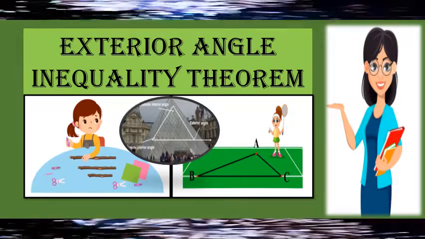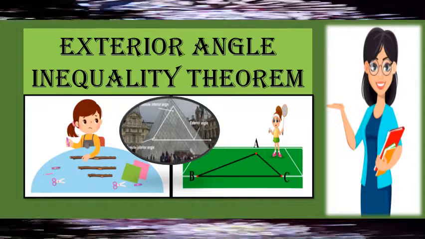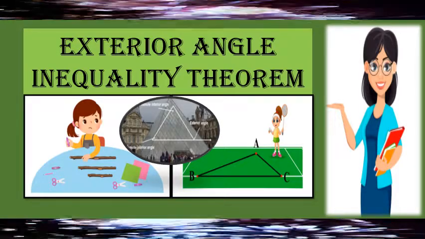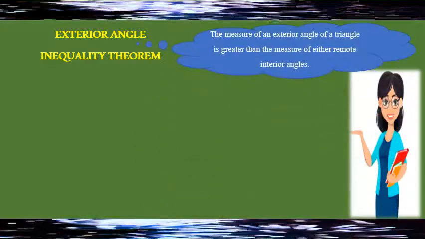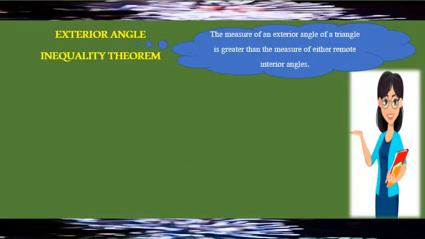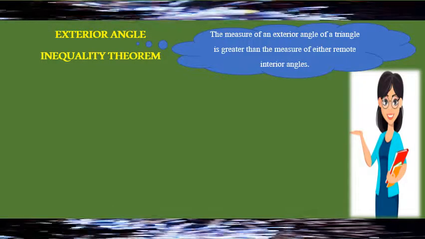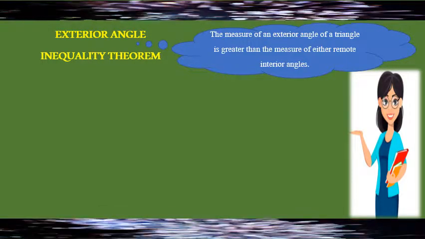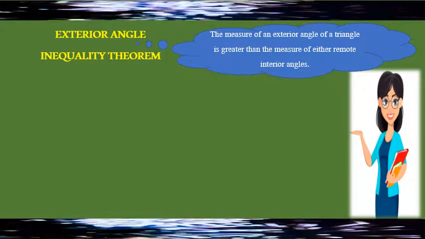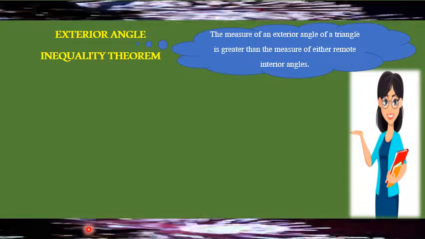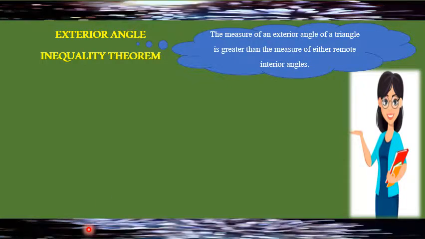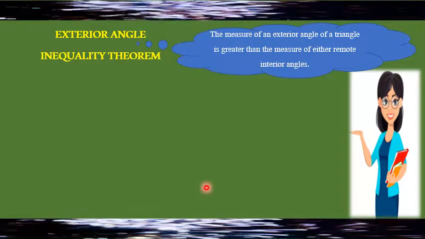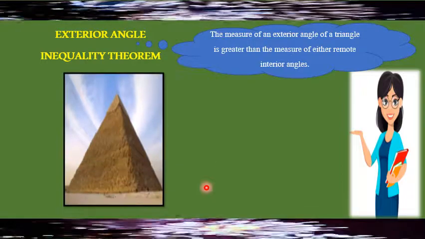So what does the exterior mean? Let's go through it. What is the exterior angle inequality theorem? The measure of an exterior angle of a triangle is greater than the measure of either remote interior angle. So we're going to know what the remote interior and the exterior are. This is the example. We need to use the example of a pyramid.